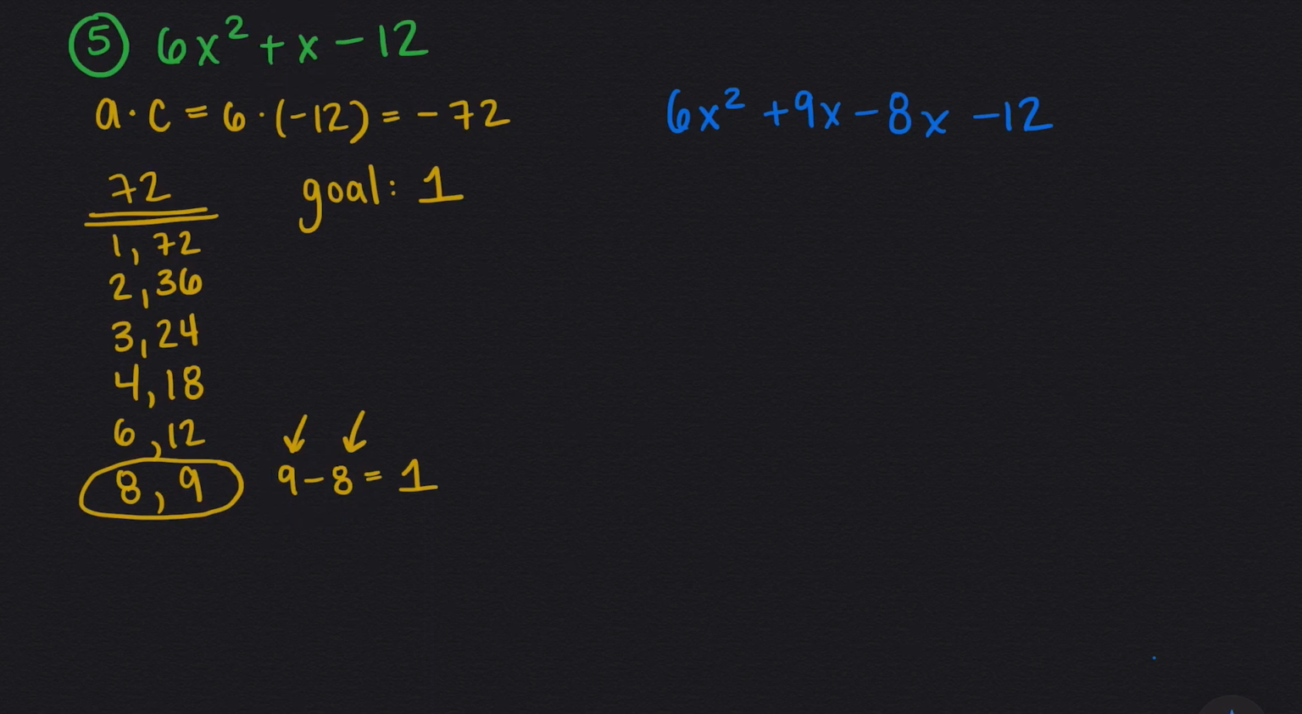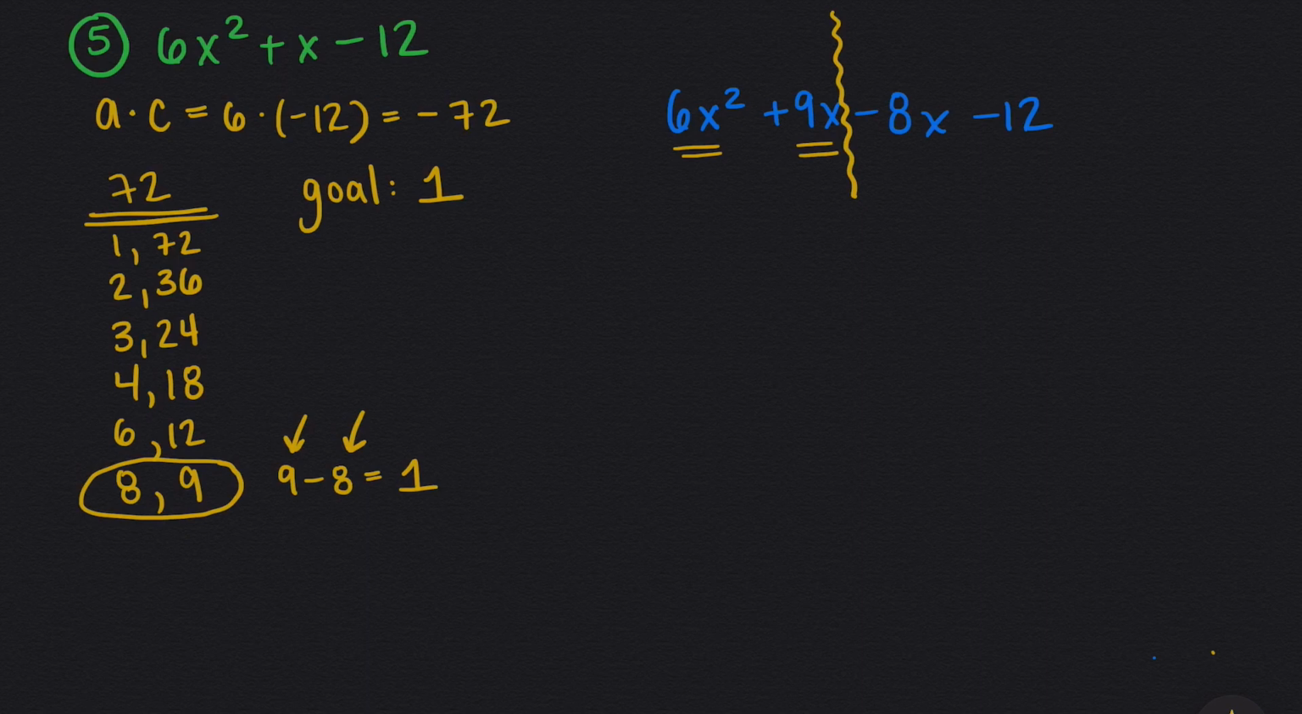Remember to check here. You want to check that these terms in the middle really do give you that plus x that we want. And if you combine them, you'll see that we do indeed get a plus x, right? Because 9x minus 8x gives you 1x. And remember, we do not write the 1. Next thing to do is to split your terms right in the middle and then find the greatest common factor of each side individually. Starting with the left side, we want to figure out what is the greatest common factor of 6x squared and 9x.